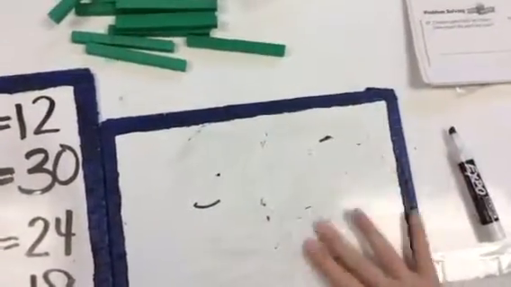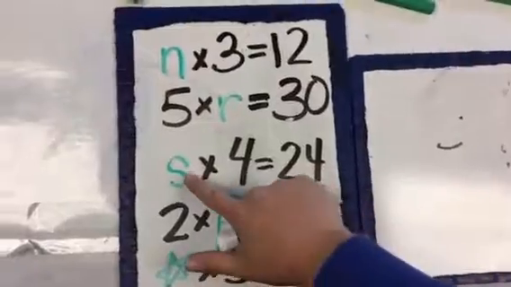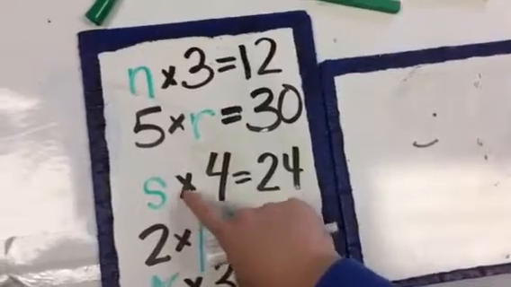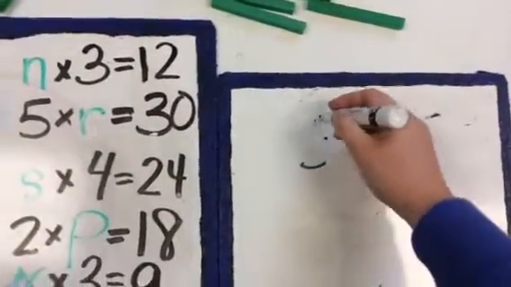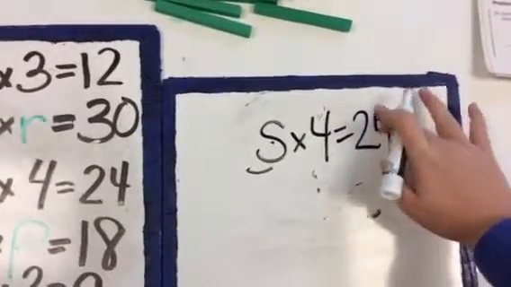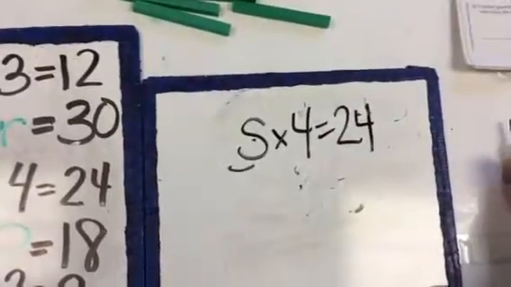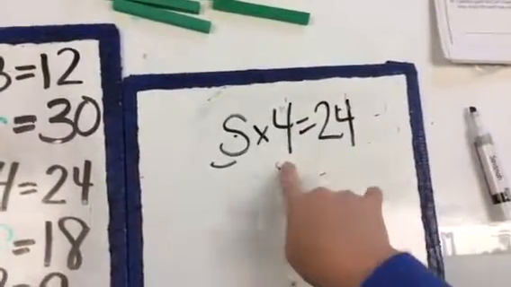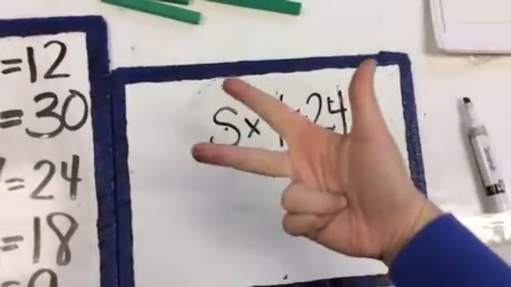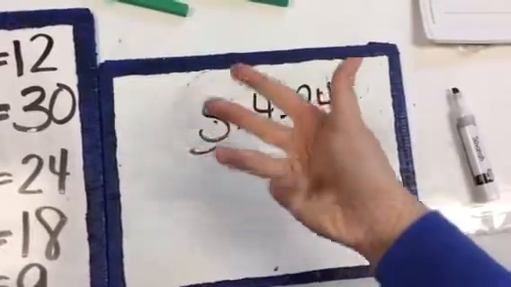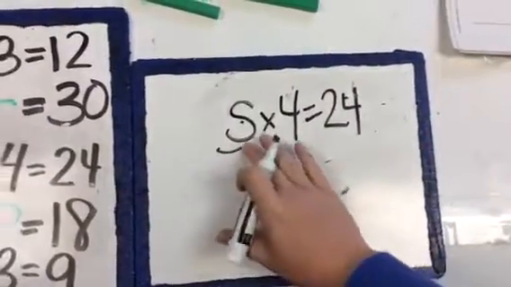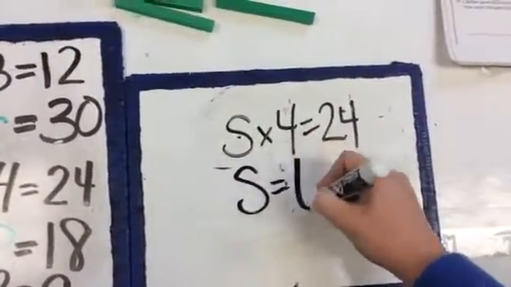Let's try another one. Over here I have S times 4 equals 24, and I've got to figure out what the S has to be so that when I times it by 4, it is equal to 24. So what song am I going to sing? My 24 song or my 4 song? Yeah, I don't have a 24 song. I'm going to sing my 4 song and see how many fingers I have up when I get to 24. 4, 8, 12, 16, 20, 24. How many fingers was that? 6 fingers. So S must be equal to 6.